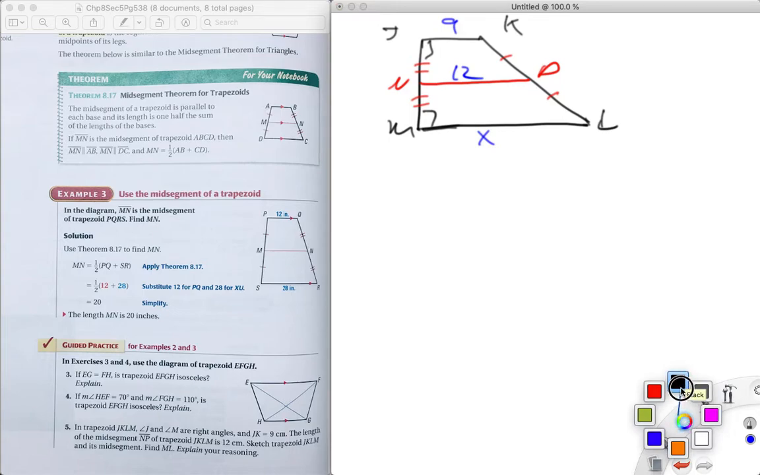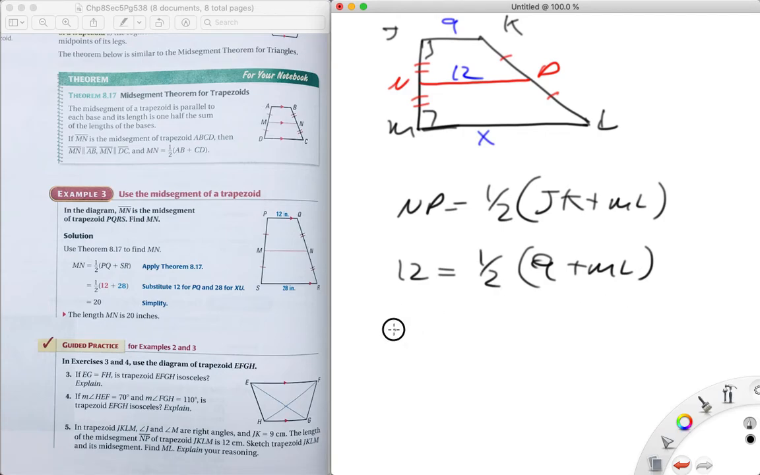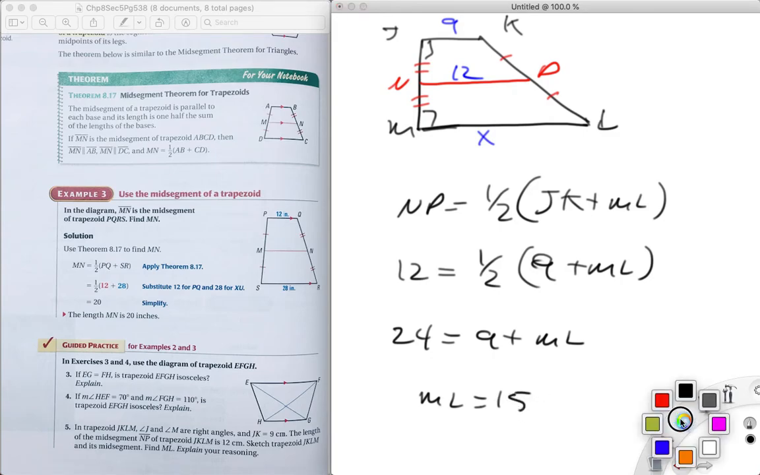Okay, so we know from the mid-segment theorem that NP is equal to 1/2 times JK plus ML. So this is 12, and that's 1/2 of 9 plus ML. Multiply both sides by 2. 24 is equal to 9 plus ML, subtract 9. ML is equal to 15. And that makes sense because 15 plus 9 is 24, divided by 2 is 12.